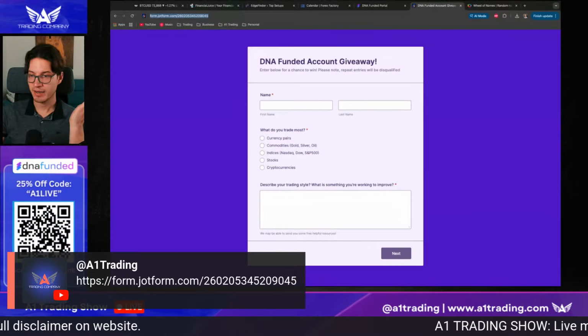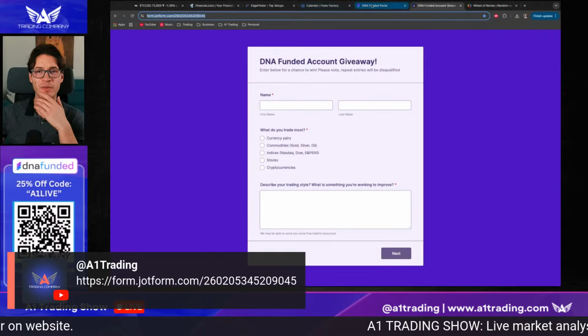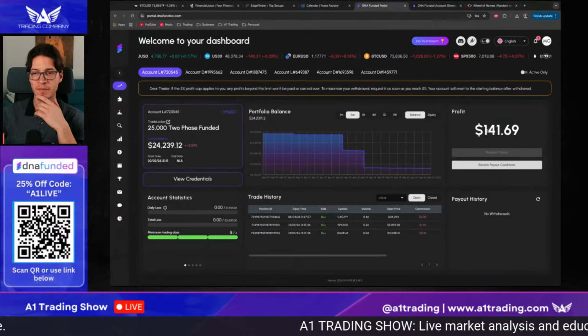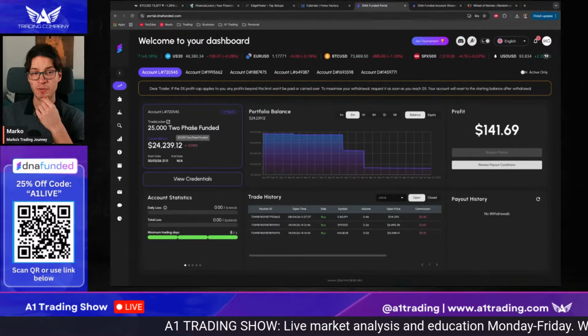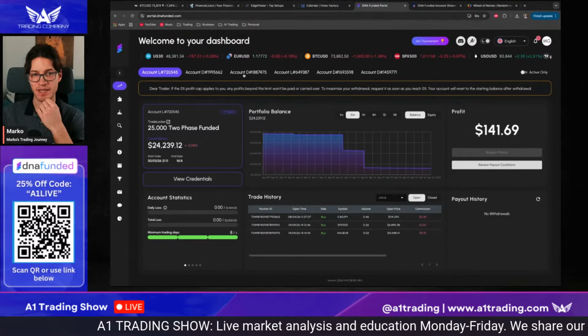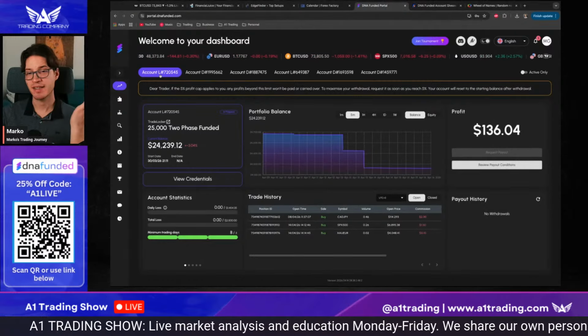Update on my account, which is right here. So I'm in profit, $141. It's a 2-phase fund account. So I've passed phase 1, passed phase 2, now in the funded stage.